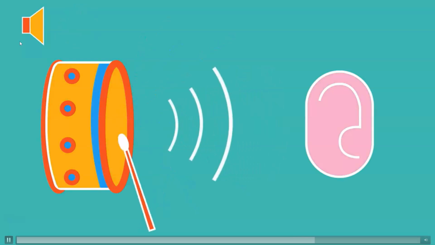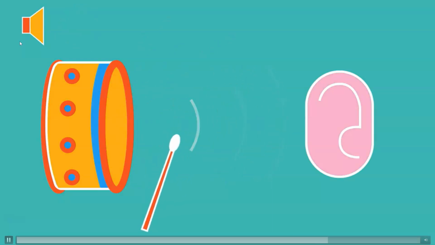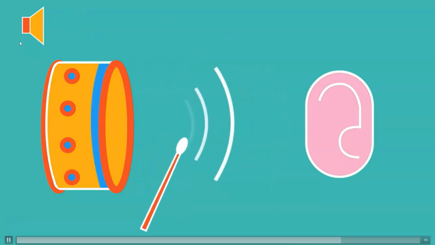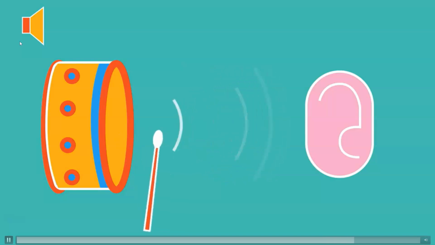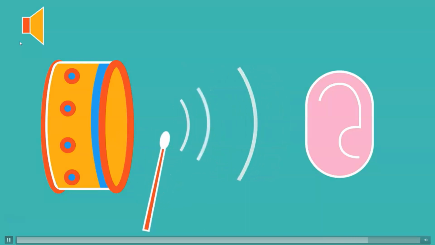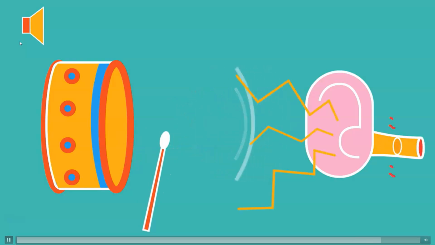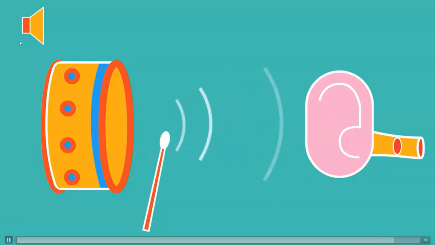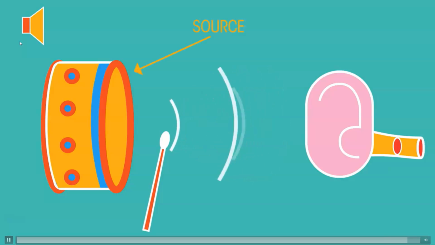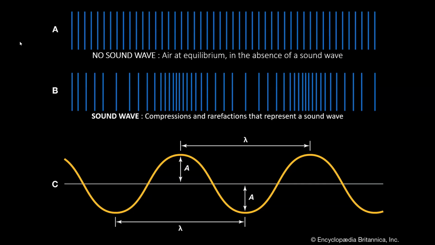When a drum is struck, the drum skin vibrates, which causes the air particles next to it to vibrate. This causes the next air particle to vibrate, then the next, and so on until the vibration reaches the ear, causing the eardrum to vibrate. The vibrating air speeds away from the source, creating a sound wave.